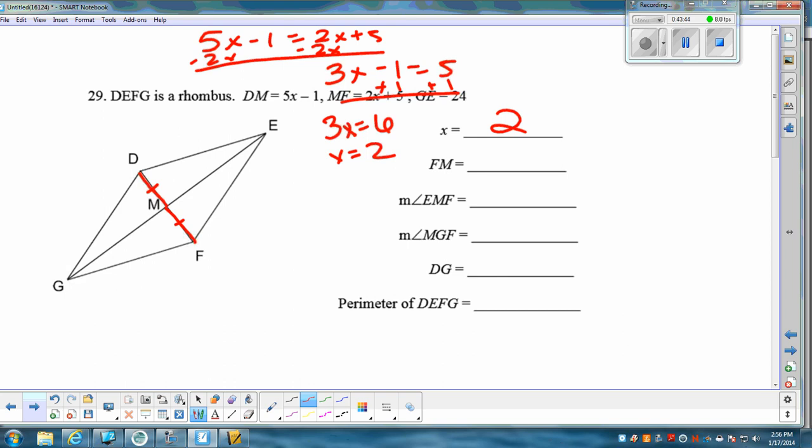To figure out FM, I can plug it in. I know what MF is. So I plug 2 in for x, and I get that FM is 9. And then I have to figure out the angle of EMF. Well, that's where our diagonals intersected each other, so I know that that's a 90-degree angle.